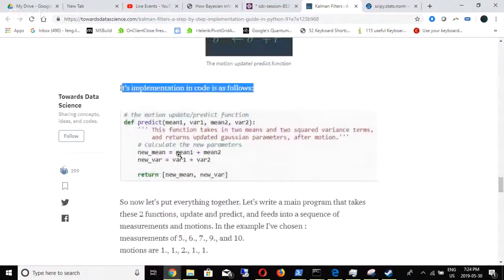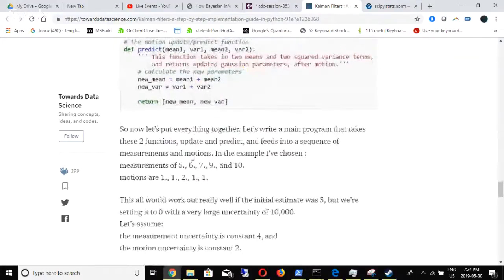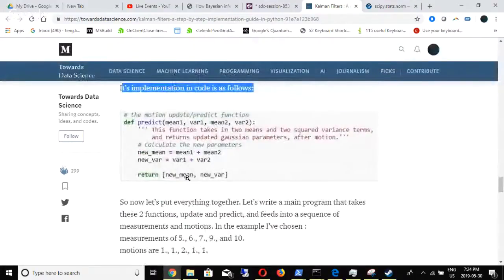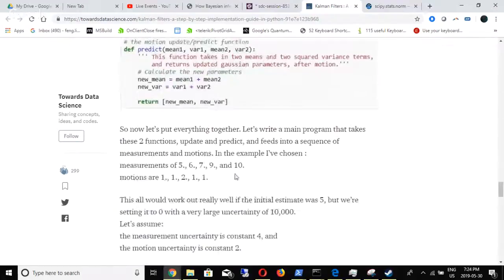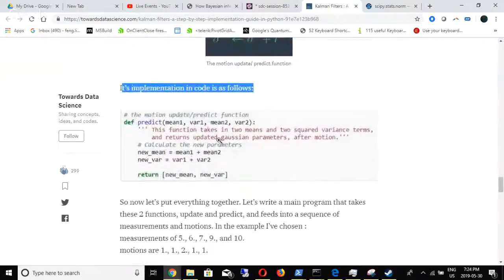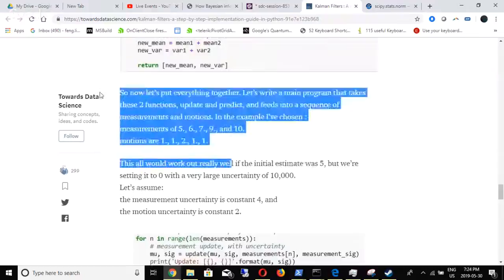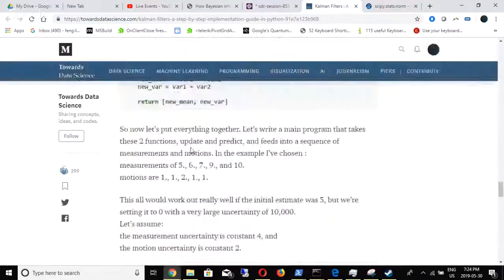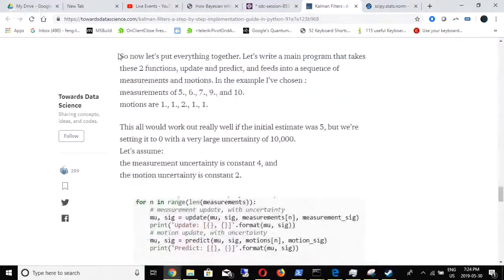So that's a prediction here, which is just the simple prediction that it's going to update, but I'm going to be more uncertain. So think about it like that. Right? So this is just everything put together.